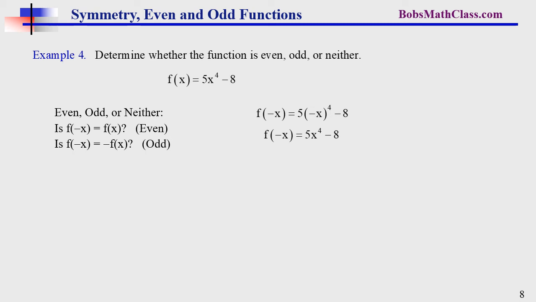So is that the same as what we started with, or do we need to factor out a negative? No, that's the same as what we started with. That is f of x. So therefore, this is an even function. It's an even function, so therefore it's symmetric with respect to the y-axis. So each side of the y-axis is exactly the same. If you graph one side of the y-axis, then you know what the other side is going to look like.